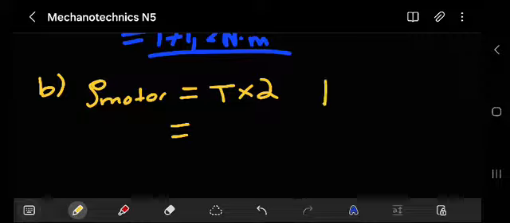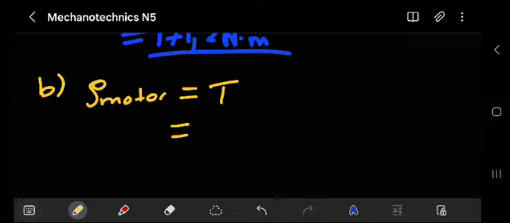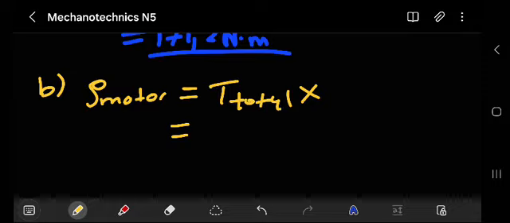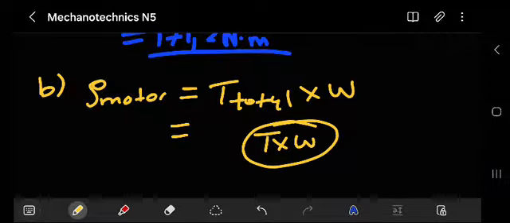Remember power must be T total multiplied by angular velocity. From your previous engineering science, we still remember that power is torque multiplied by angular velocity.